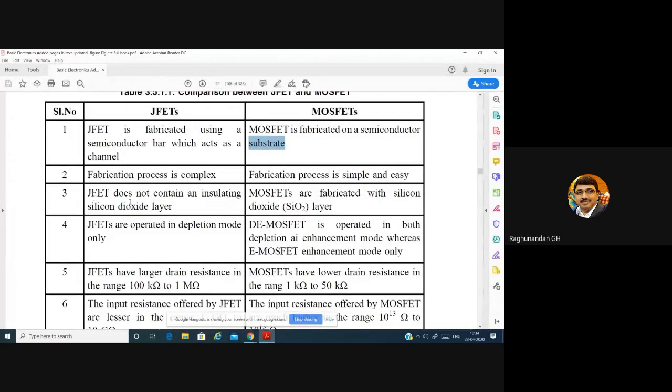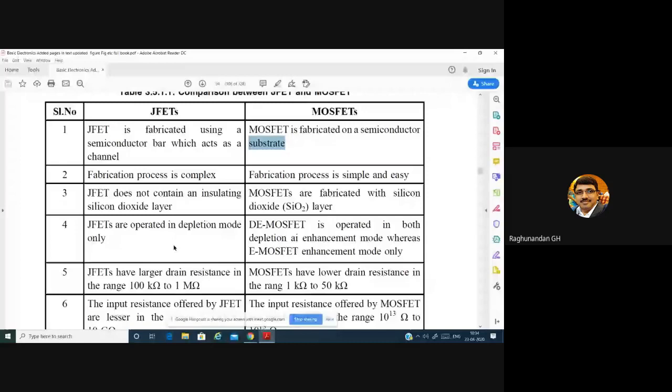So JFET does not contain an insulating silicon dioxide layer. The SiO2 layer is absent here. So we don't have any insulating layer in JFET. But the MOSFET has the SiO2 layer, and it acts as one of the major layers in the MOSFET construction. JFETs are operated in depletion mode only.